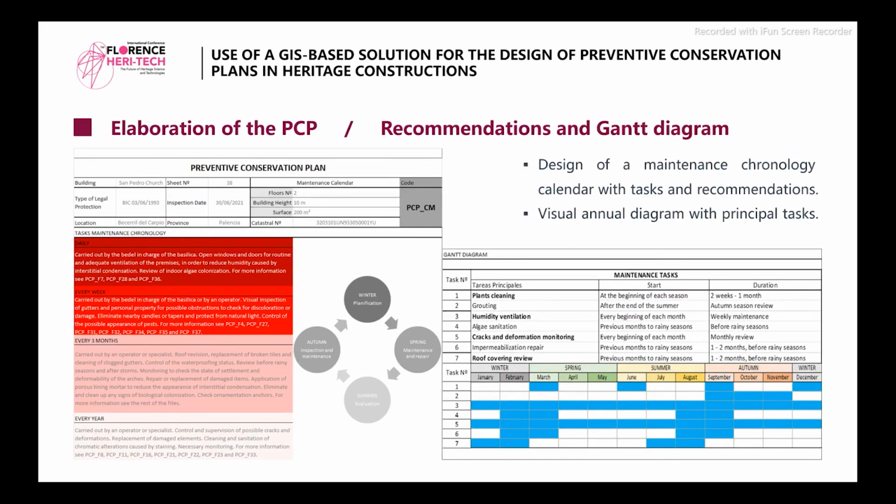As a summary file, a maintenance calendar is designed, classifying the different tasks and recommendations depending on their frequency. Moreover, a Gantt diagram is elaborated as a visual programming with the principal tasks to realize over the year.